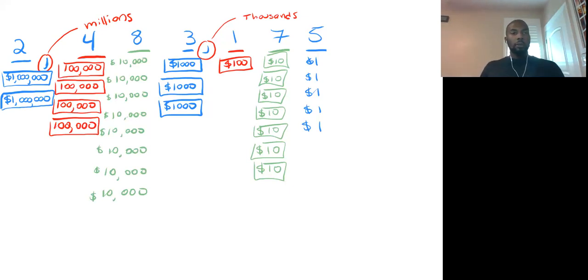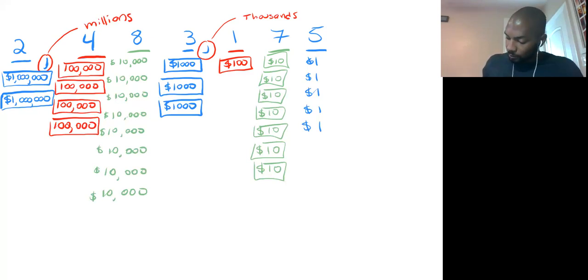So now the whole number is 2,000,000, 400,000s, 8 10,000s, 3 1,000s, 1 100, 7 tens, 5 ones. Altogether, we say that's $2,483,175. That is basically how you describe your place values.